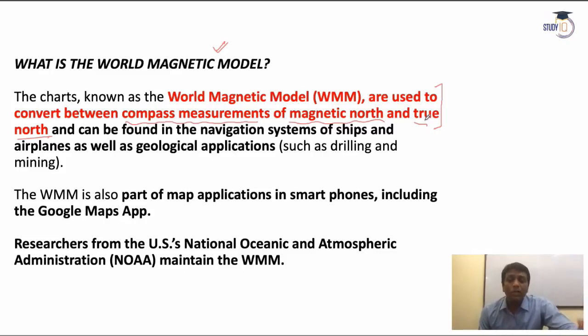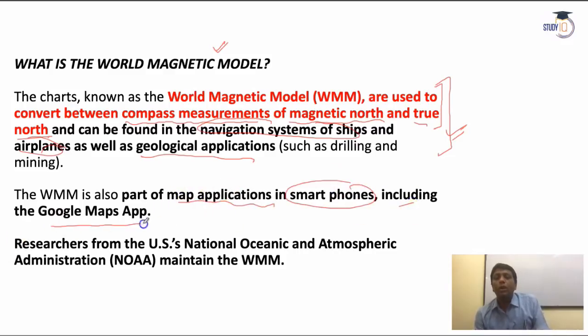It will help you understand the proper locations and time. This is the reason it helps you a lot in the navigation systems of ships and airplanes, as well as geological applications. Without the World Magnetic Model, location accuracy will change and you will get errors. WMM is also part of map applications in smartphones, including the Google Maps app. Researchers from the US National Oceanic and Atmospheric Administration maintain the WMM. That is a good question that may come in your paper.